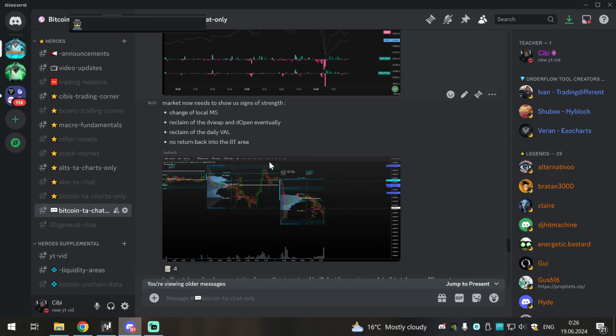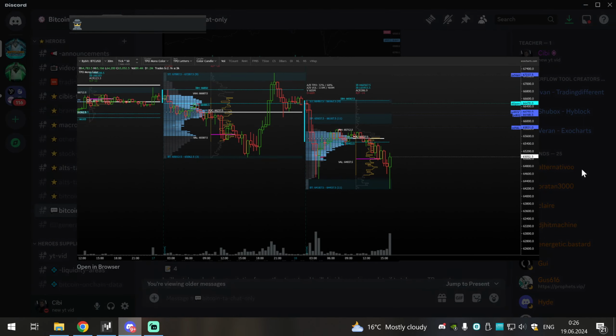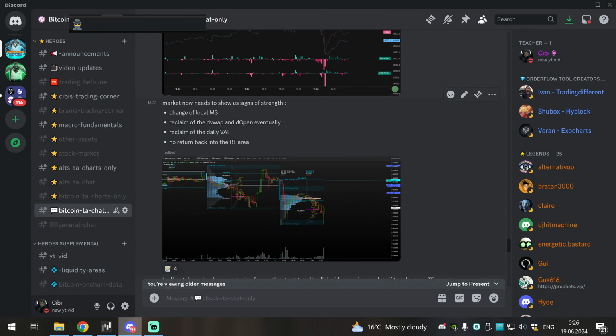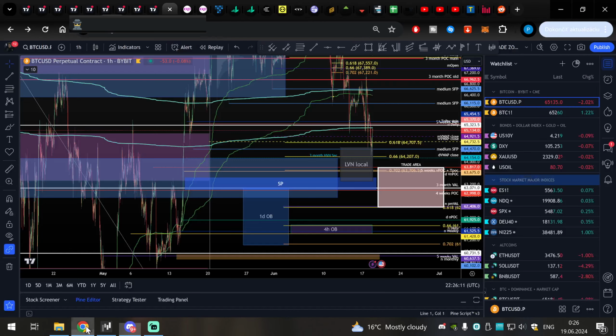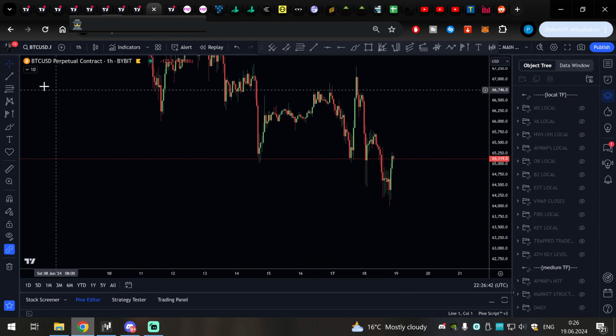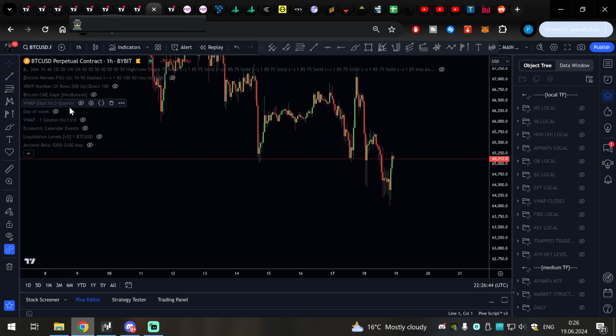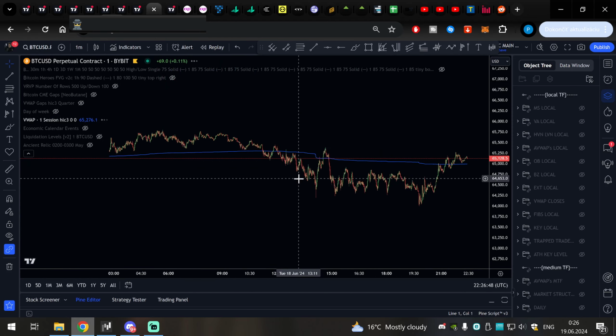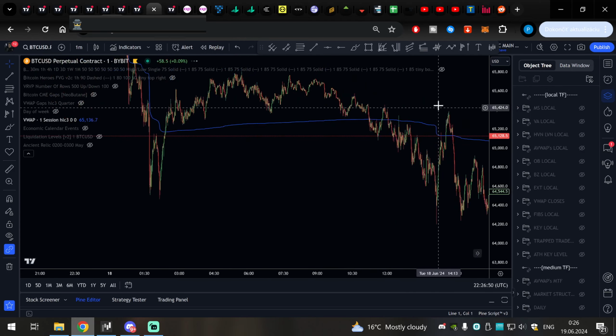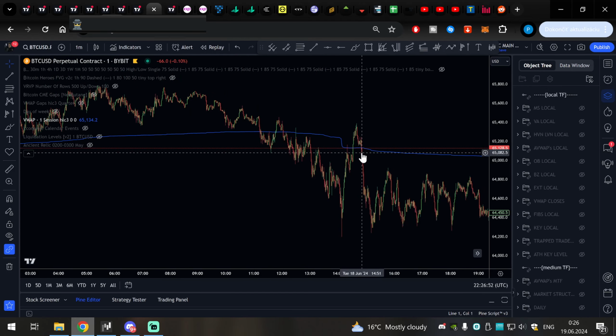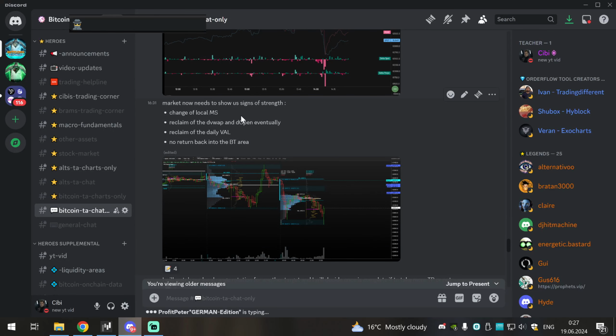So change of local market structure was one of them. It was happening already on the 1 minute time frame. Then the reclaim of the VWAP and daily open eventually. Daily VWAP reclaim happened, but we lost it pretty fast after the swing failure pattern here. This was also when I cut the scalp long, and I was taking a bit more profit on the day trade and swing account. But yeah, this was not really a bad sign.